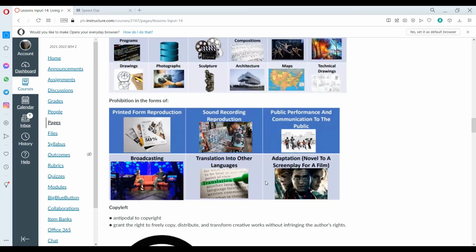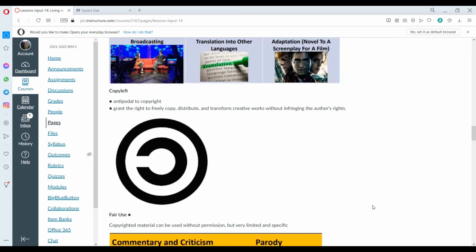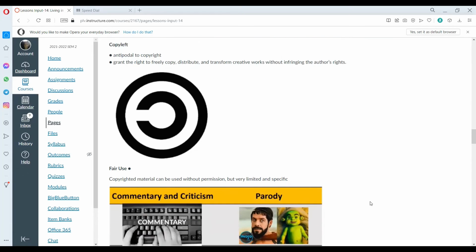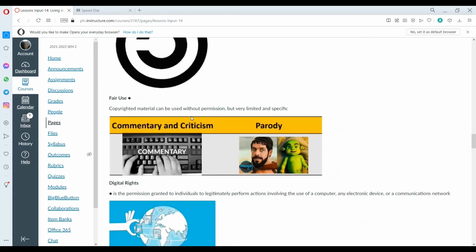There are prohibitions in the form of printed form reproduction, sound recording reproduction, public performance and communication to the public, broadcasting, translation into other languages, and adaptation, for example, a novel to a screenplay or a film. Copyleft is antipodal, or the reverse, to copyright. It grants the right to freely copy, distribute, and transform creative works without infringing the author's rights. Fair use. Copyrighted material can be used without permission but very limited and specific.